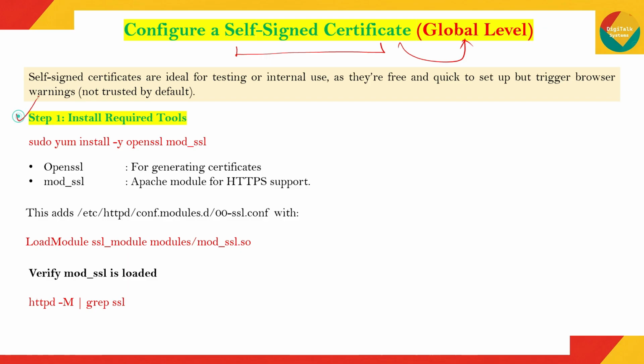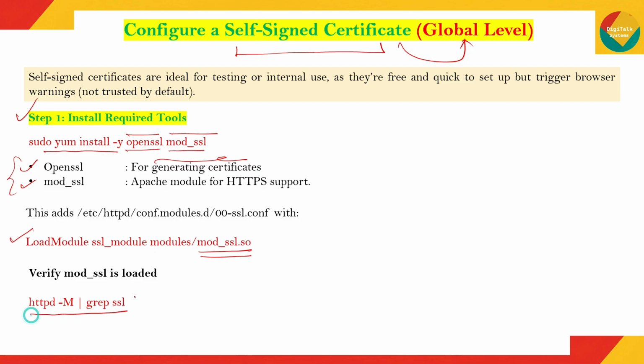The very first step is we have to install the required tools, and two important required tools are OpenSSL and the mod_ssl module. mod_ssl is the Apache module that we install and activate for enabling HTTPS in the Apache web server, and OpenSSL is a tool that we use to generate the key and certificates, right? So once these two utilities are installed, then we have to ensure that this module is activated, which is mod_ssl.so.